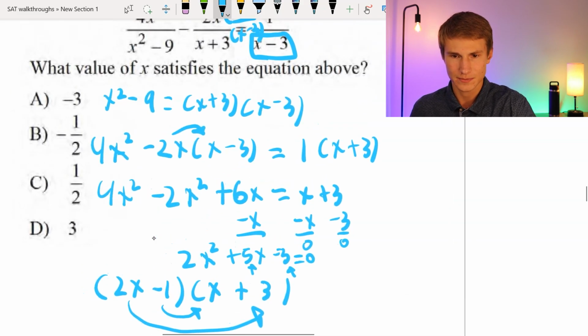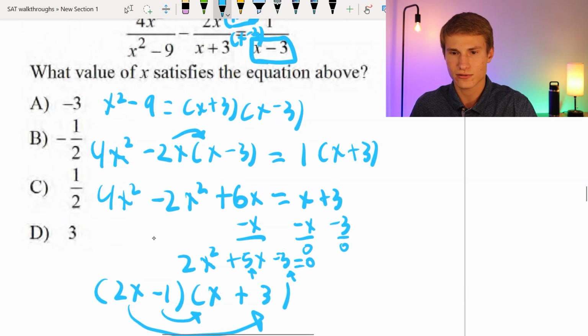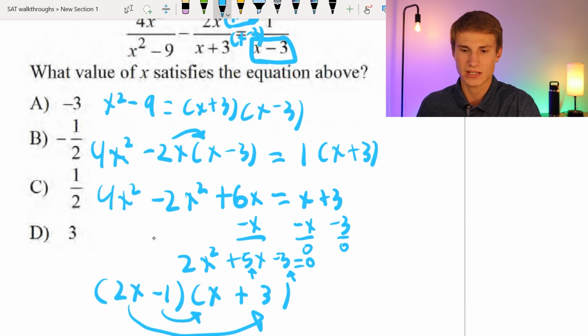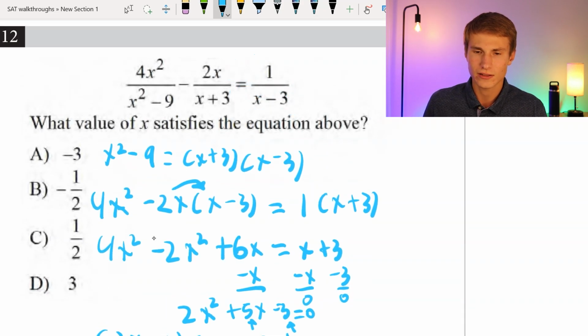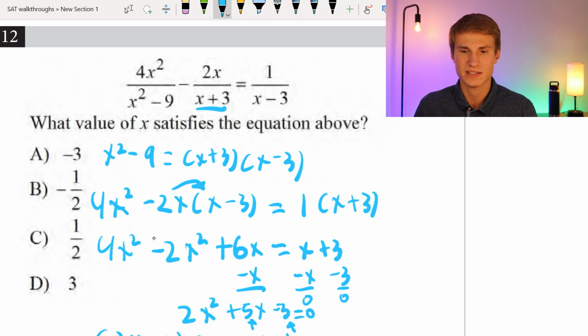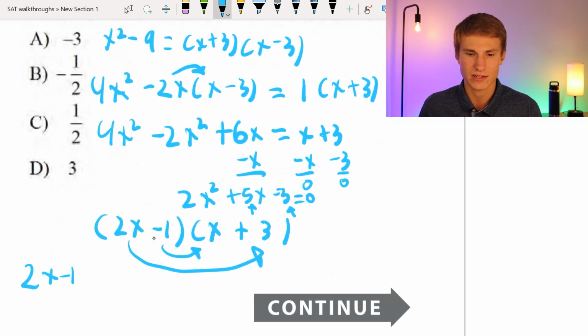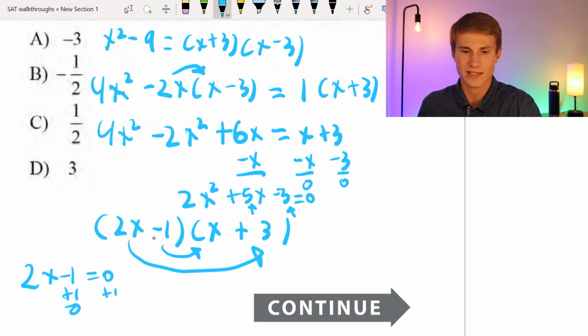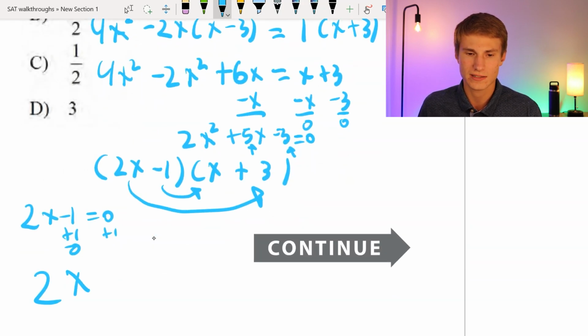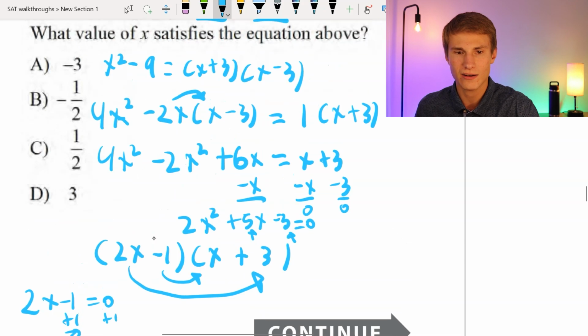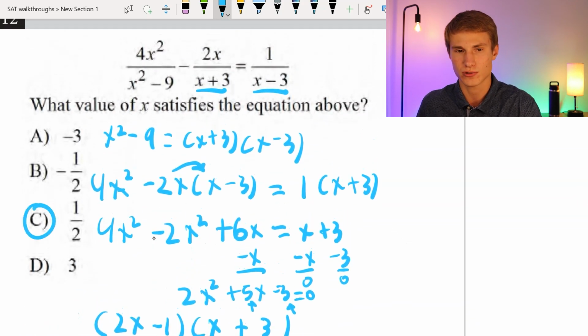Next thing I need to recognize, I know that I can't have 3 or negative 3 be my answer, because if I look at my domain, I see that that would give me 0 in my denominator. I can't have 0 in my denominator. Therefore, I know my solution is going to have to be where 2x minus 1 equals 0, which means all I have to do is add 1 to each side. That's going to give me 2x equals 1. From there, I divide each side by 2 to solve for x, and I'm going to end up getting x equals 1/2. So 1/2 would be my answer here, and that's going to be answer choice C.